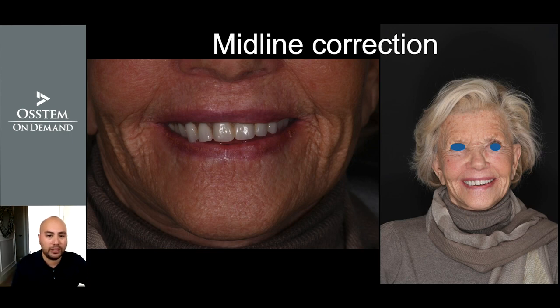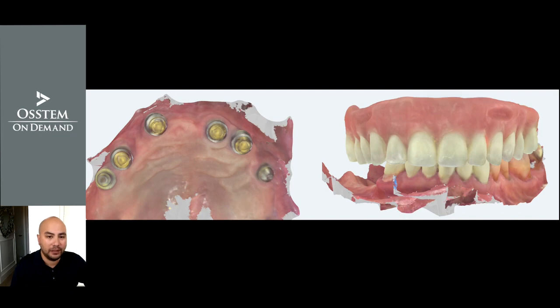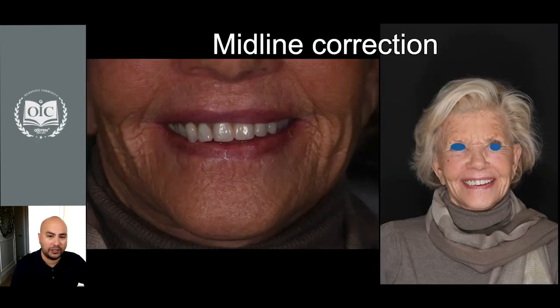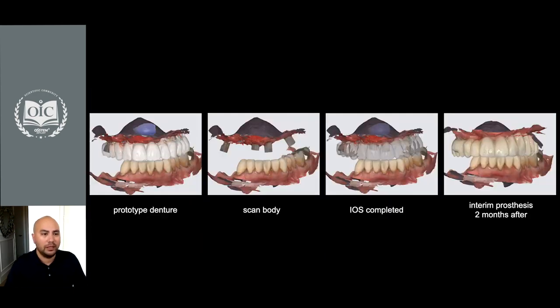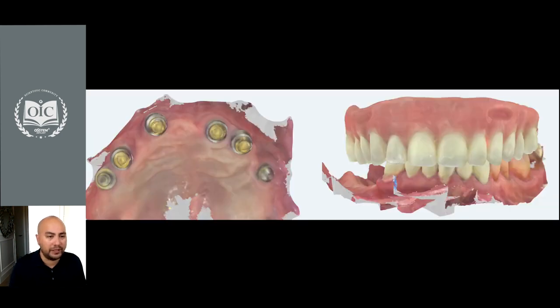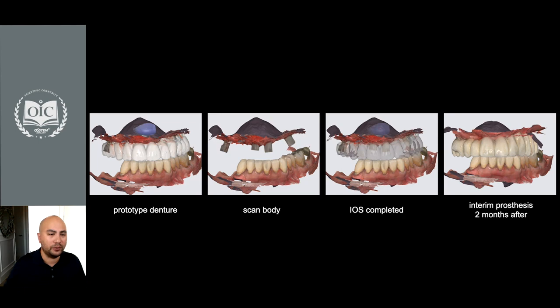So the patient was wearing an interim denture fitted onto the attachments on multi-units. The occlusion was stable, however the midline was not adequate, and also the occlusion plane needed to be adjusted. So what we've done is first we removed some of the implants, and then we placed one more implant, and then we fit on the same day a prototype interim prosthesis.